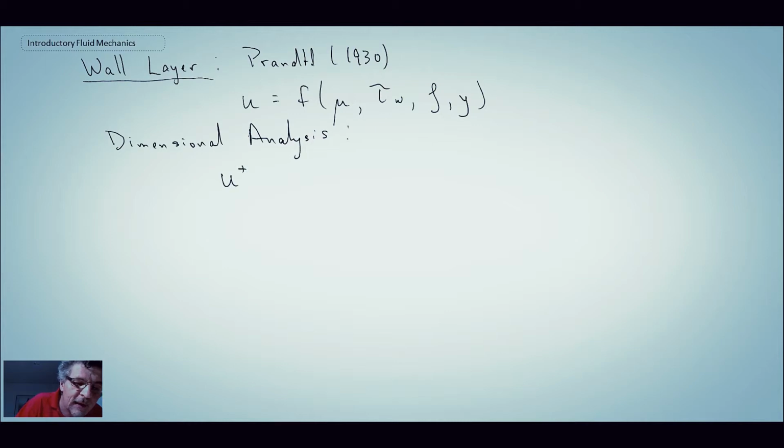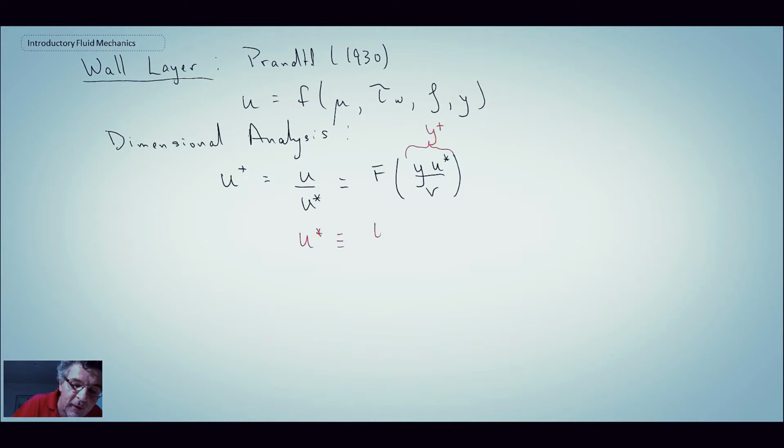And he used transform coordinates. So he took the velocity and he divided by this u star, which is called the friction velocity, which I'll define in a moment. And he found that that was equal to a function of y, the friction velocity again, and then the kinematic viscosity.